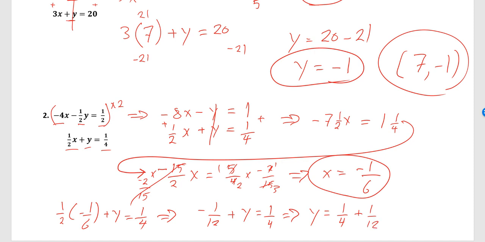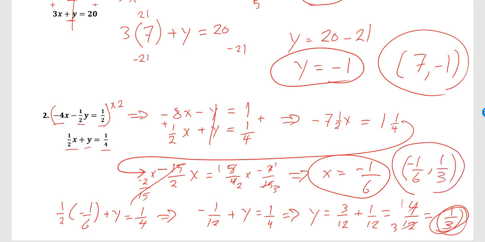We can take a common denominator, right? So 1/4 is 3 over 12, right? So we get 4 over 12, or divided by 4 is 1, divided by 4 is 3, so y equals 1/3. Okay, so my solution set is minus 1/6 and 1/3.